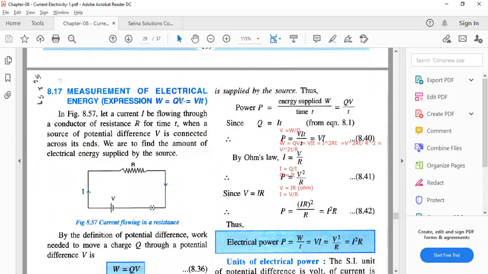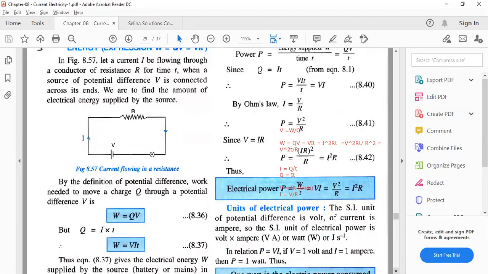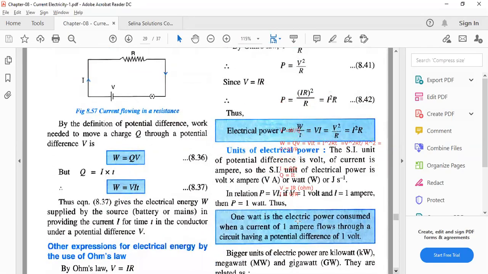So what is electrical energy? Electrical energy is the work done. So if there is a resistance R, let the current I be flowing through the resistance R, and the potential difference is V. By the definition of potential difference, the work done needed to move the charge Q through a potential difference V is W equal to QV. Q की जगह पे I have applied IT, then the next formula is W is equal to VIT. ठीक है? Work done is the electrical energy.